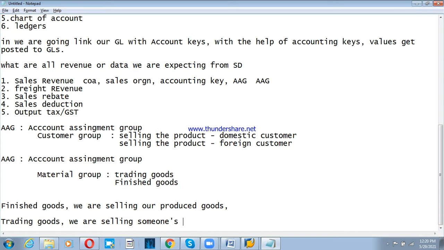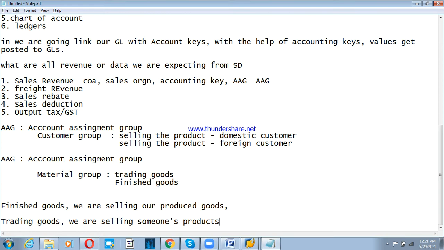Someone's product, we are just doing the business. That is what we call trading products. Here we are not the manufacturer, so it is considered as trading goods. With finished goods, we are selling our produced goods, our own products, but with trading goods we are not selling our own goods.